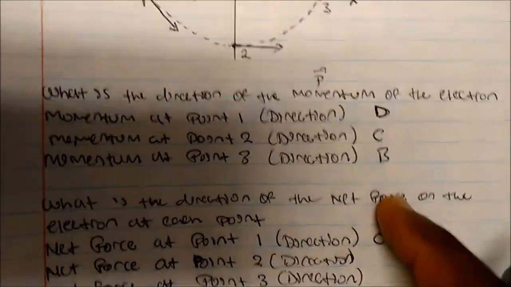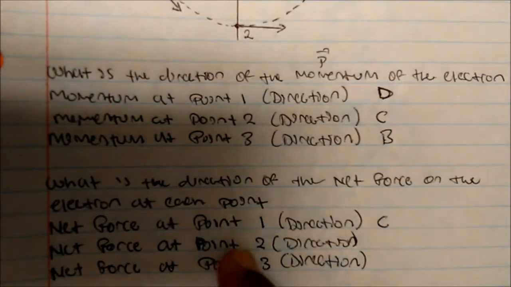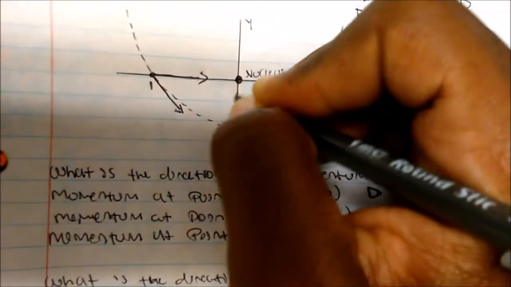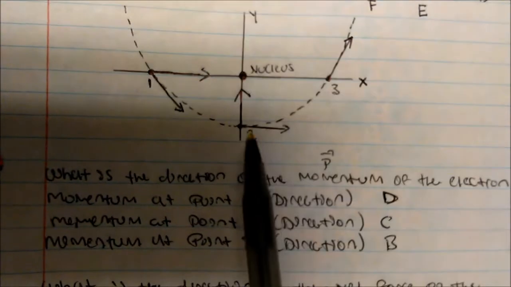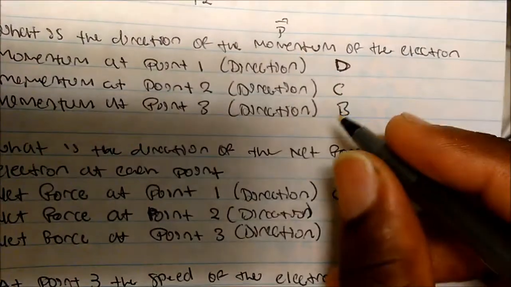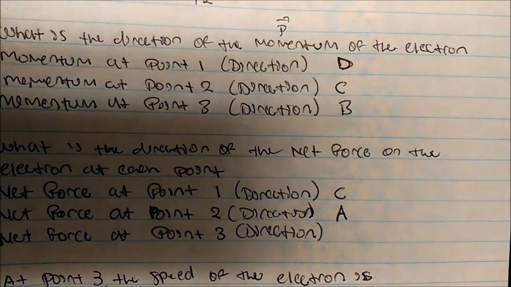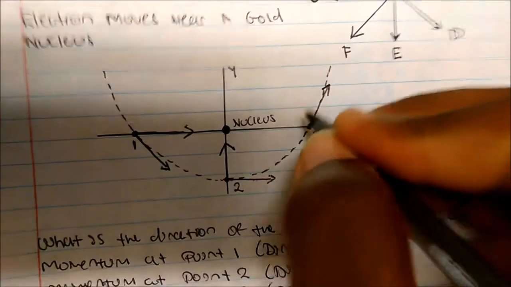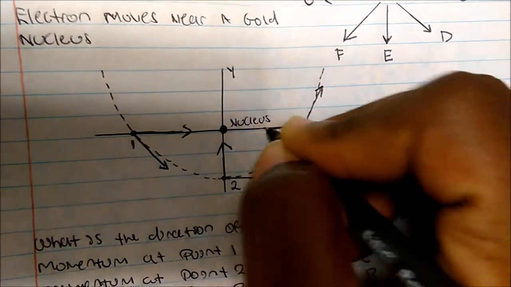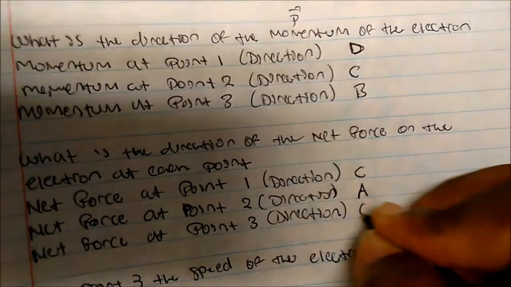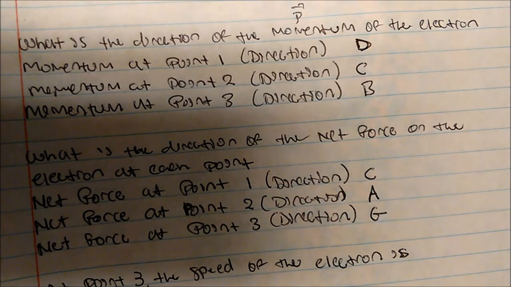Now, what about point two? What would be the direction of net force at point two? Again, the net force is always pointed towards the center, so the net force is going all the way up. This looks just in line with A. And then what would be the direction of net force at point three? It's coming towards the center again, so that looks like it represents G. So that would be the direction of the net force.